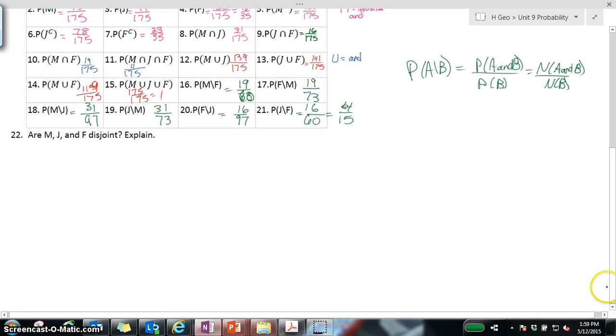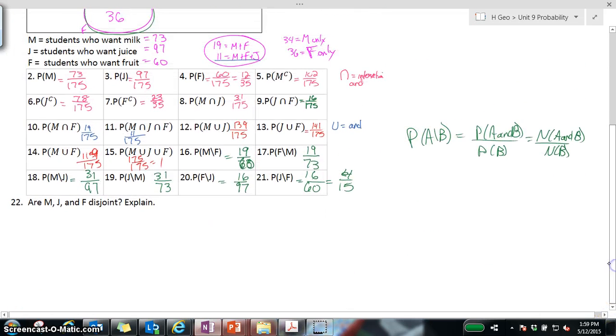So are M, J, and F disjoint? No, because the probability of M and J and F is this 11 out of 175, which is not equal to 0.